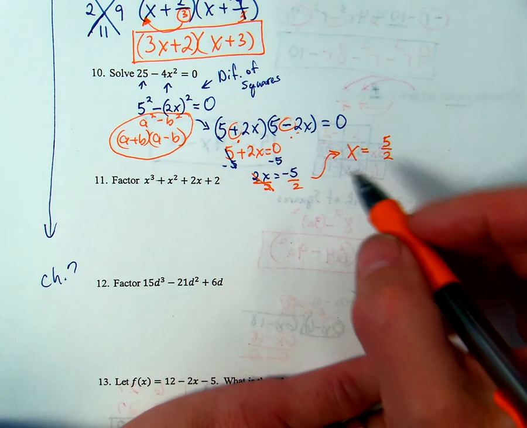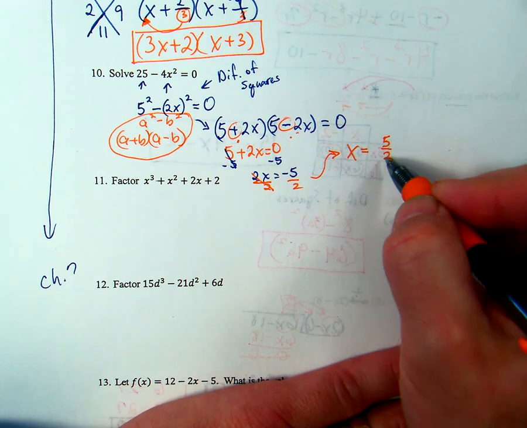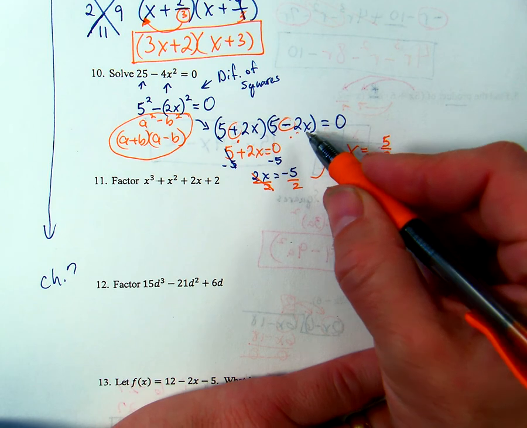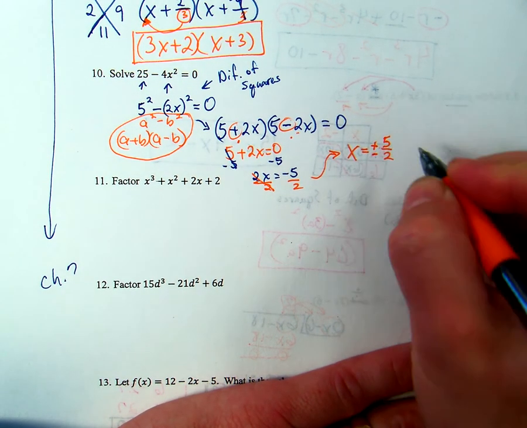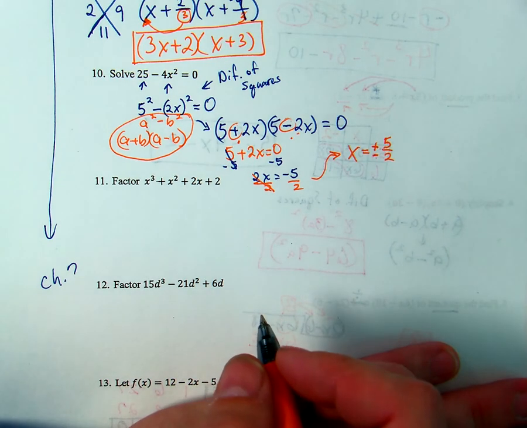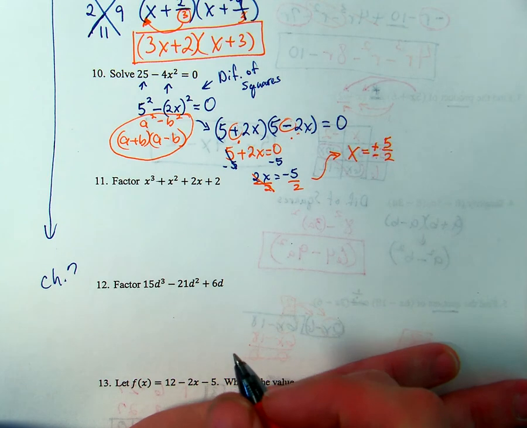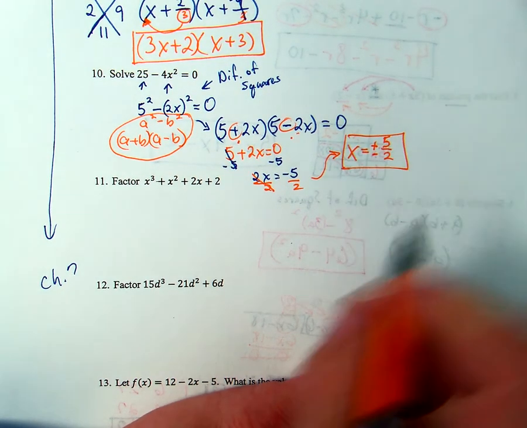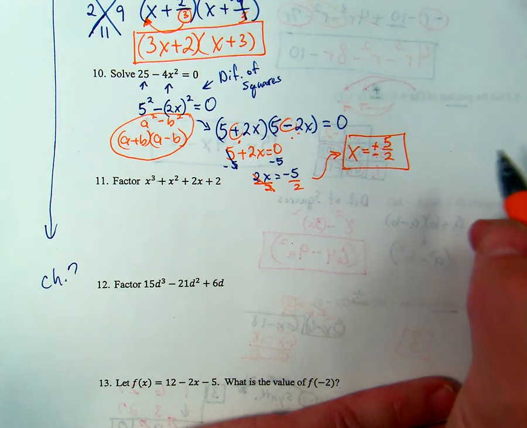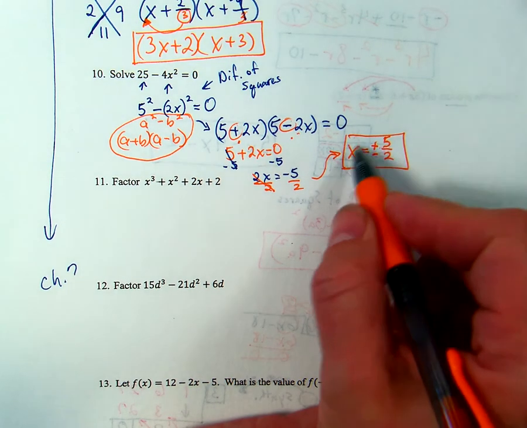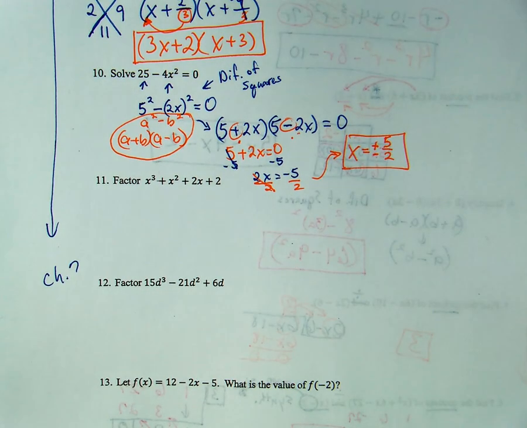over 2. But remember, I said this answer would be the same. If this one's negative, what's this going to be? It's just going to be a positive version of the same answer. So I'm going to put plus or minus 5 over 2, because I'm going to have a plus 5 over 2 as one of my answers, minus 5 over 2 for the other answer. So you may see it written like that in some cases, or you may see it separated out, x equals 5 over 2, or x equals negative 5 over 2. But that is my solutions for this difference of squares expression.